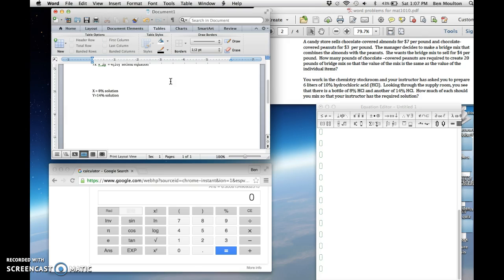So remember, we're going after our amount equation first. So remember how we did that? x plus y equals, what's our total amount here? 6 liters, right? So 6. And that is our first equation.